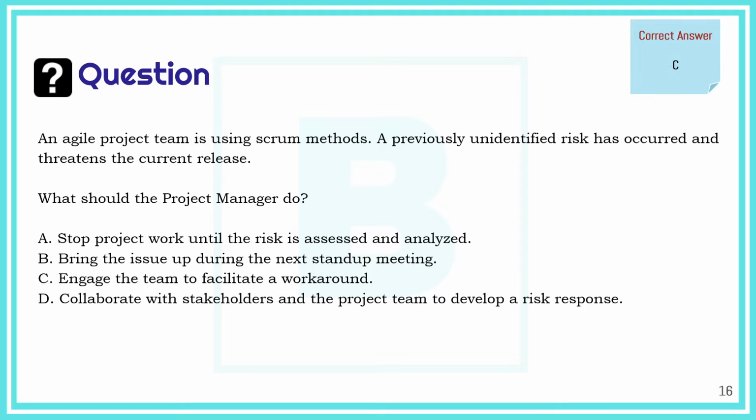Okay, or collaborate with the stakeholders and the project team to develop a risk response. Well, in Scrum, we focus on the team more than engaging stakeholders. We're not against engaging stakeholders, but in Scrum and Agile, the team is self-organized and self-managed, so it's better to engage them to facilitate a workaround for this issue.